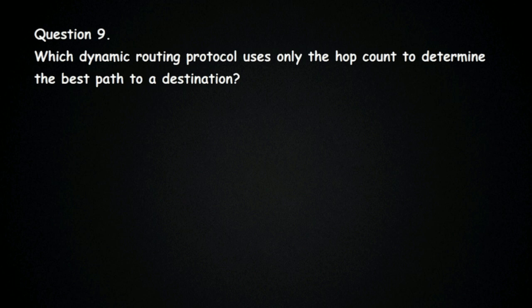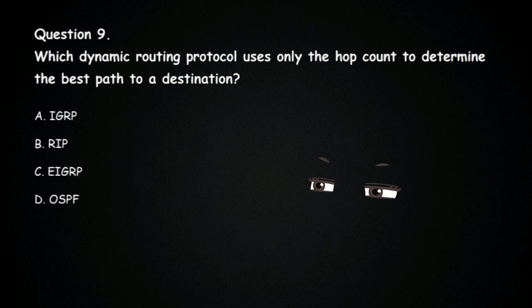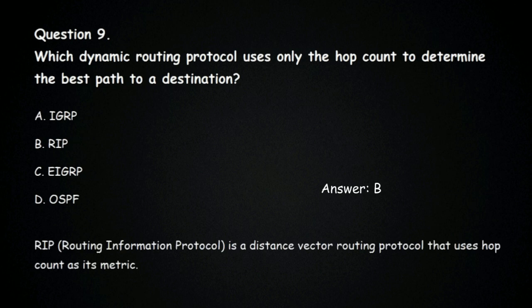Question 9. Which dynamic routing protocol uses only the hop count to determine the best path to a destination? Options. Answer is B. RIP. Routing Information Protocol is a distance vector routing protocol that uses hop count as its metric.